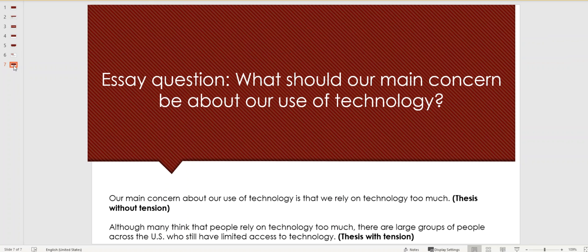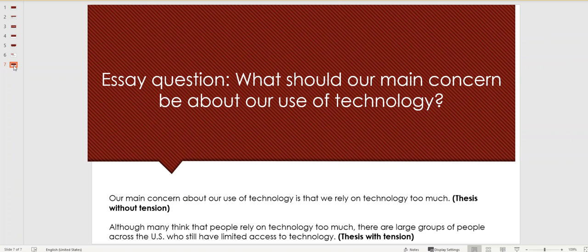Okay, so let's look at these two examples that I have here. This top one, our main concern about our use of technology is that we rely on technology too much. I have it labeled there and I say this is a thesis without tension. So even though this thesis works, it's very common. It's a common way of looking at the topic. It's not adding anything new to the conversation.